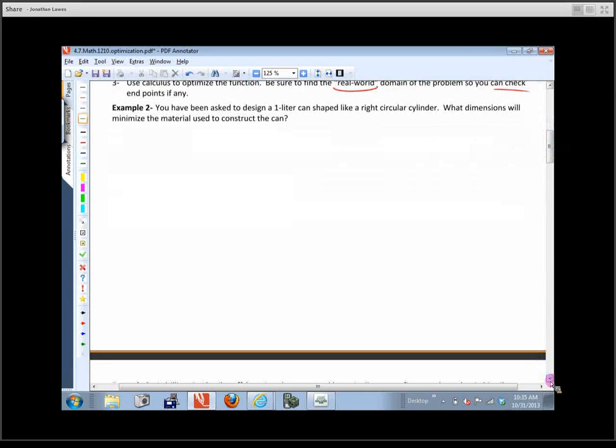This one's slightly more challenging, but it's still kind of a geometry question. It says, you've been asked to design a 1-liter can shaped like a right circular cylinder. What dimensions will minimize the material used to construct the can? So, a 1-liter can shaped like a right circular cylinder. Those are some constraints. They've given us what the volume has to be. It has to contain 1 liter. Okay, and they've told us what shape it has to be. So let's draw a picture of what this looks like.